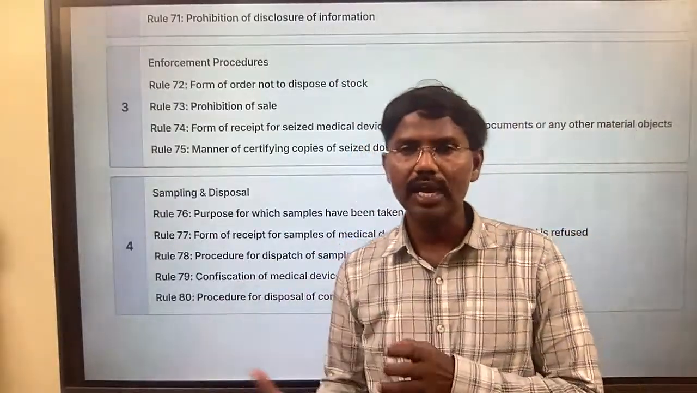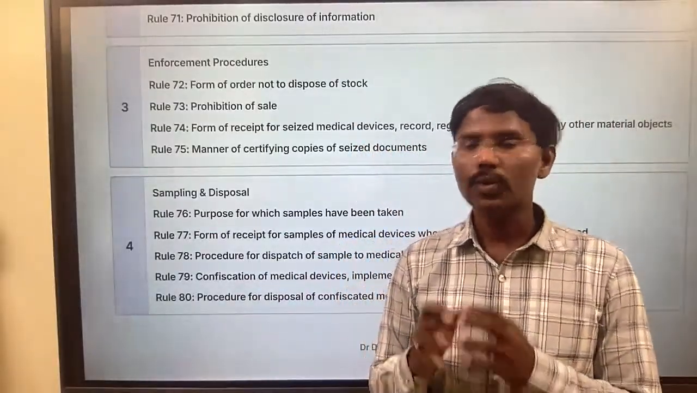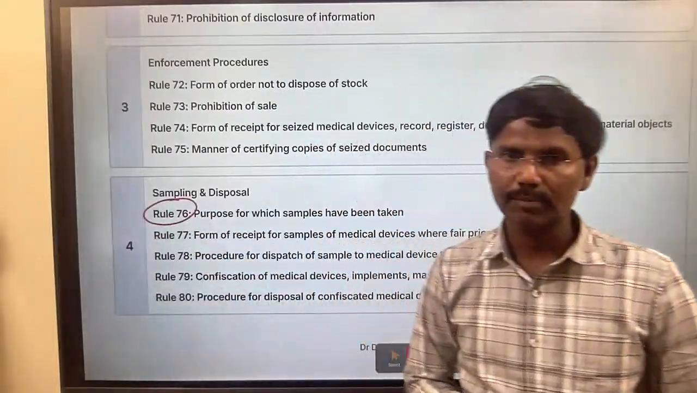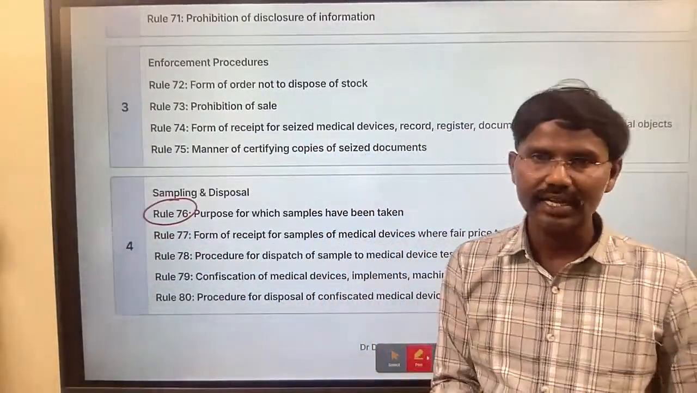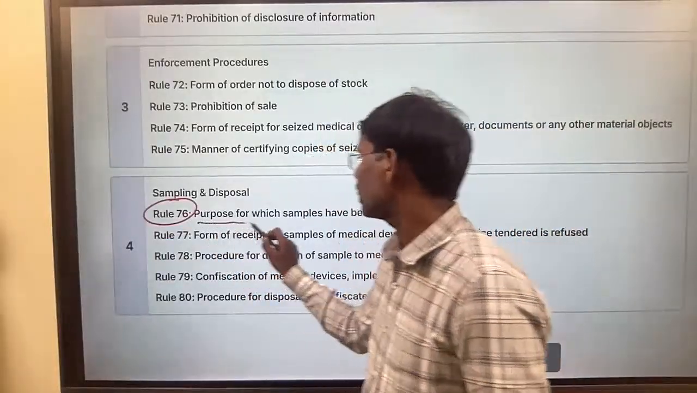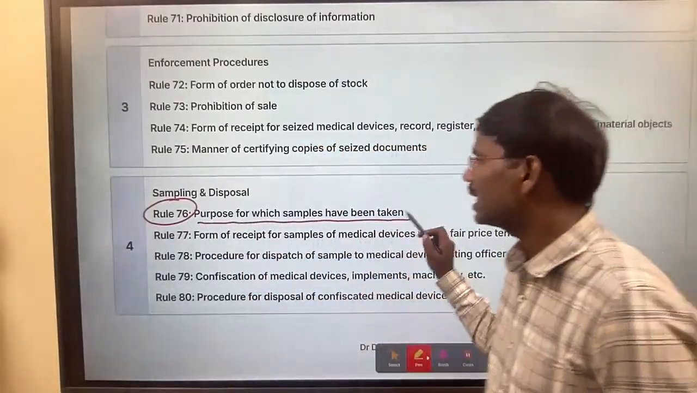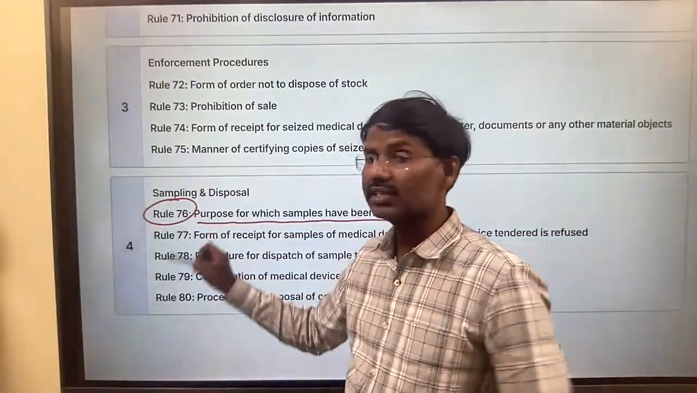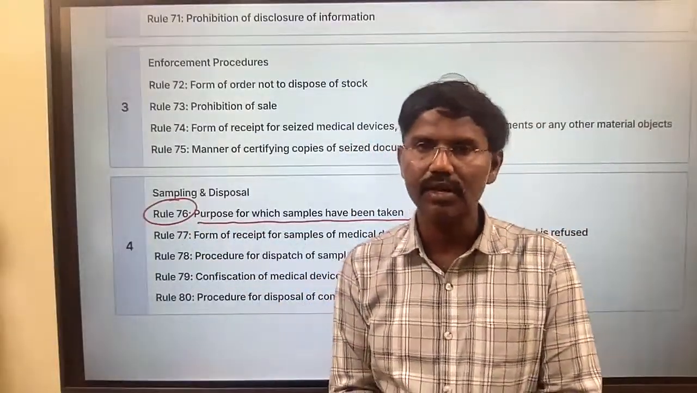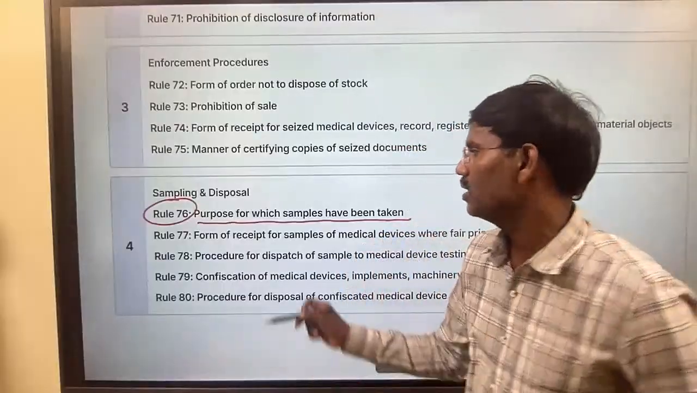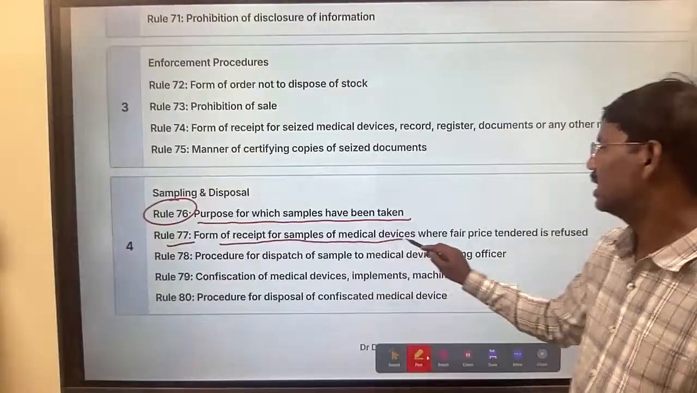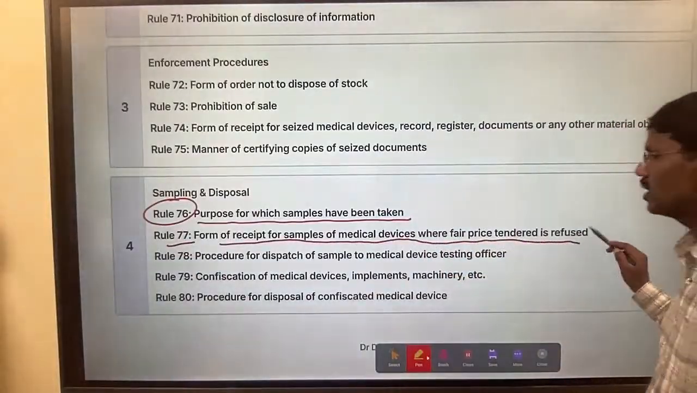Suppose you entered into the manufacturing company, you must tell this particular information to the manufacturing people, the company owner, or any staff sitting over there. What you have to tell is the purpose for which samples have been taken. So according to rule number 76, you must inform the purpose, why you are taking that sample and which sample has been taken. And rule number 77, form of receipt for samples for medical device where fair price is refused.